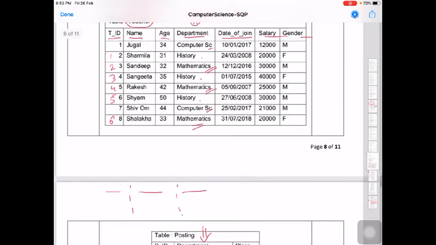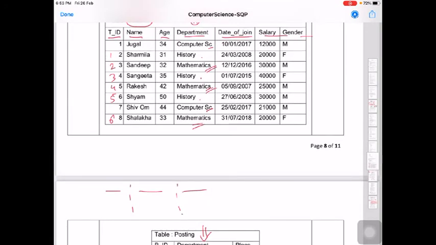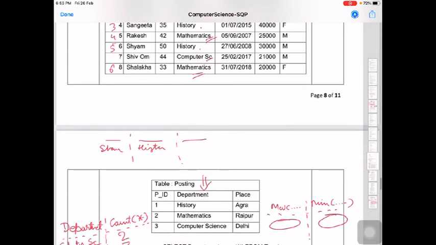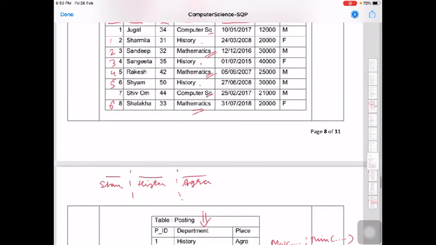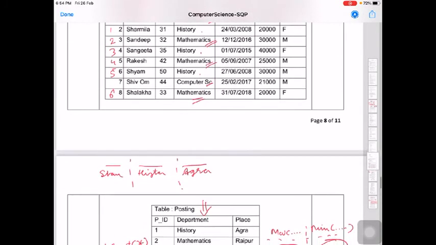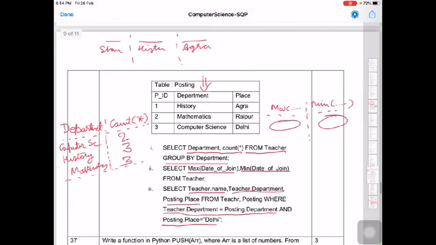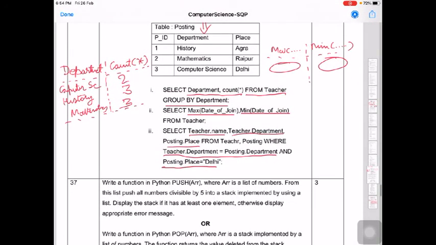So first you will write Sharmila, then department history. So it will be like Sharmila, department history, and place of posting Agra. Okay, and so on you will move to the last one. So this approach is very much helpful to minimize the number of records that will appear in your final output.